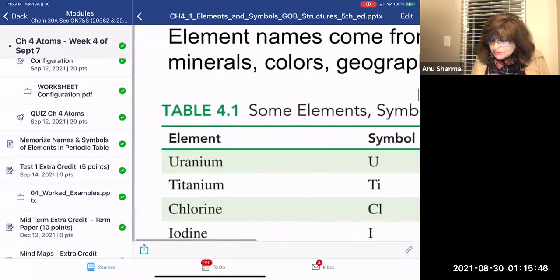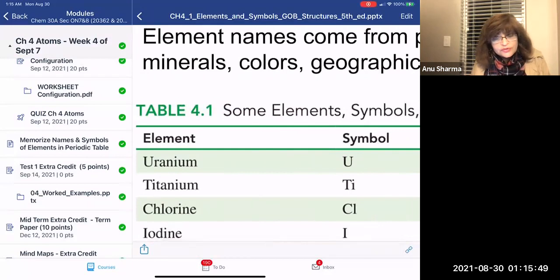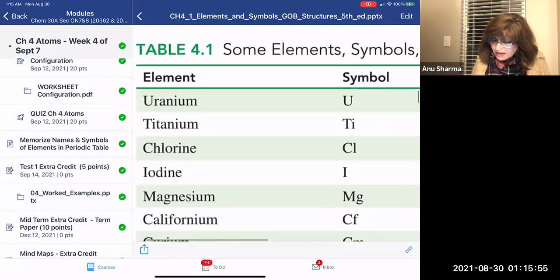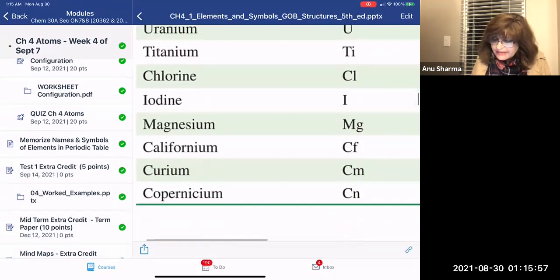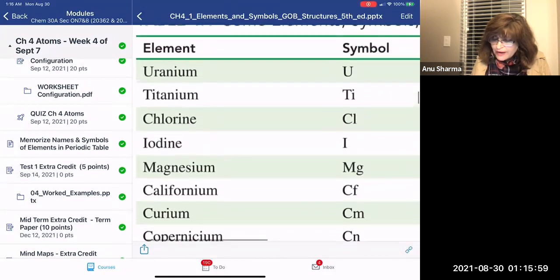Now, why was it named after Uranus? There might be some story behind it, but why is it not UR? Why is it not UA? You just have to kind of deal with it with the naming.